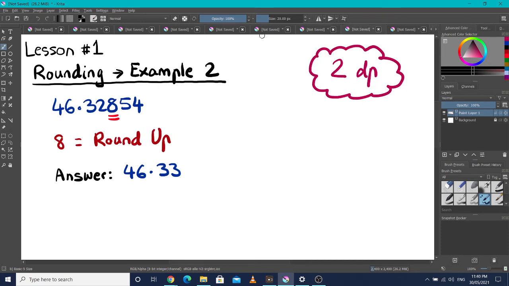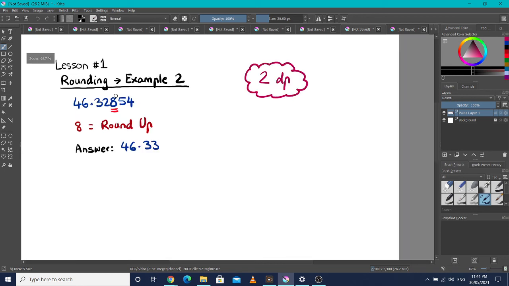In example 2, we have 46.32854. This time the number in the third place is an 8, which means we will round up. When we round up, our number in the second place, 2 decimal places, goes up by 1. So our answer in this case will be 46.33. And now we're just going to have a look at one last example.